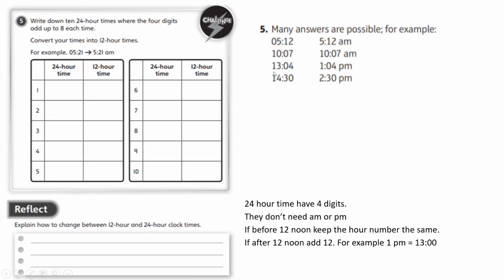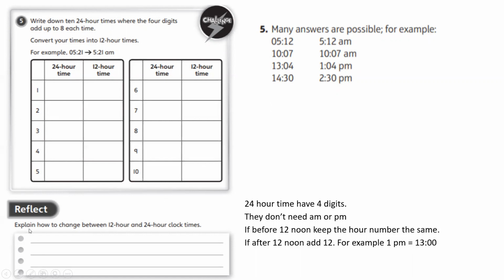Another one, again, we're using the 1, 3, and 4. So we've got 14:30. Well, 14, if we're converting it to 12-hour, 14 take away 12 is 2, minutes don't change. And that's what you do, and you can do as many as you want. Do 10 or see if there's any more.